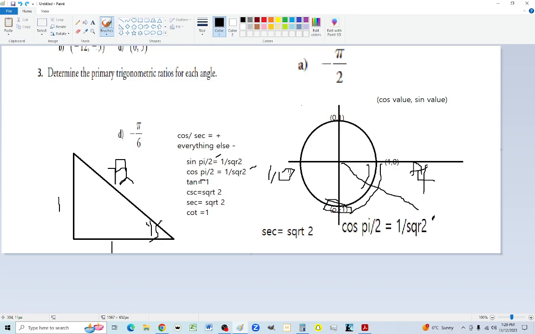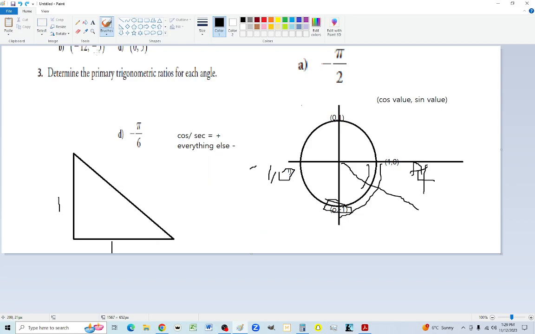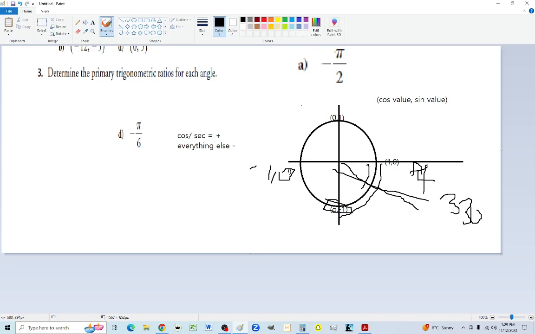Okay, what about negative pi over 6? Negative pi over 6 is the same as 30 degrees, but it's going this way. So it's 30 degrees here. So we're really talking about 330. So when you find the sine and cosine of this, it's again the same rule. Cosine and secant will be positive, the only ones that are positive. And you have to use your right triangles.